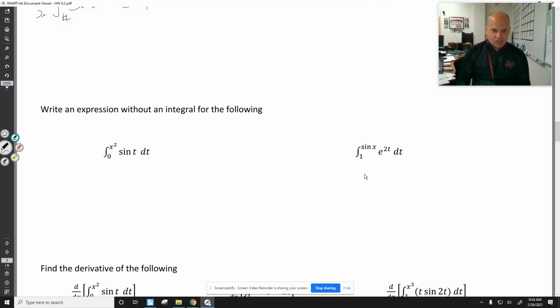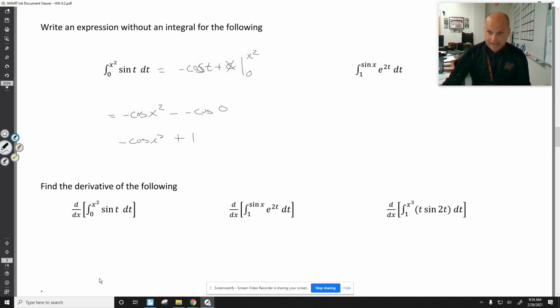Now, what if it's not just x? What if it's something other than x? Let me show you this one. If I took the antiderivative of sine, it's negative cosine t plus c. Find the change between 0 and x squared. Well, again, the c is going to go away. Watch what happens. I get negative cosine x squared minus negative cosine 0. That's negative cos x squared. Again, this is plus 1.